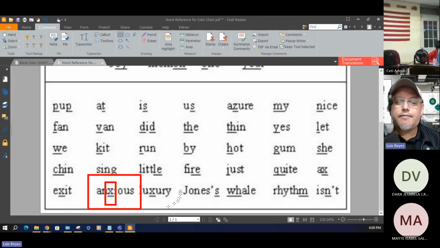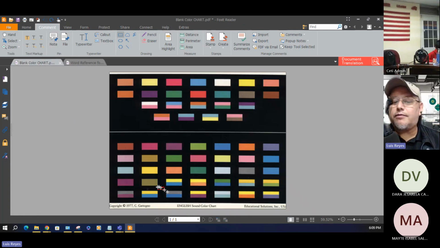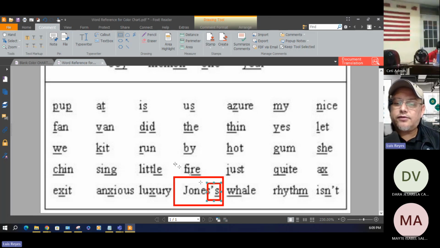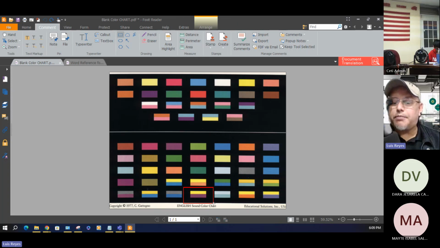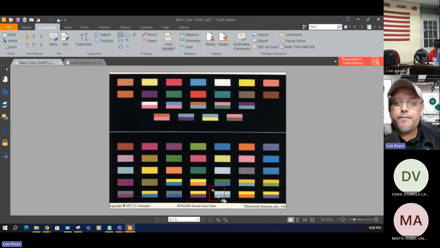All right. After that, we have luxury, and the sound is gush. That is the sound we identify here in green, in gray and blue. Gush, in the same position. Then we have Joneses, and the sound we're identifying is as. And that is the same sound we share here in yellow and purple, as. Then we have the word whale, which begins with the sound wh. And that is the sound we identify here, wh, in the same position.